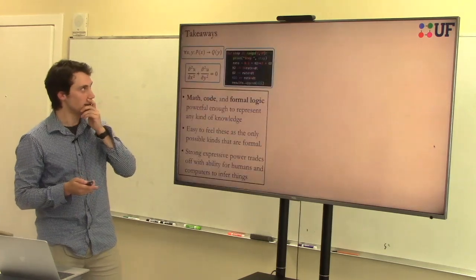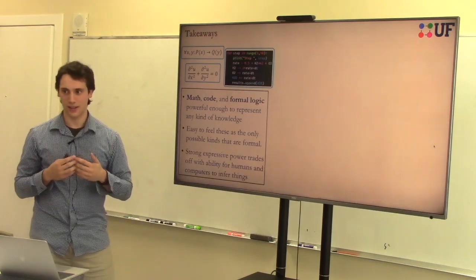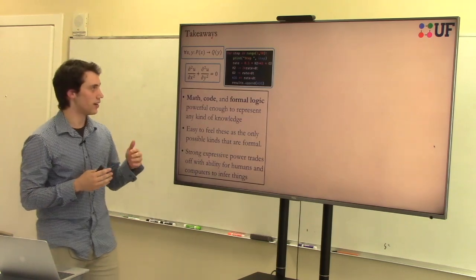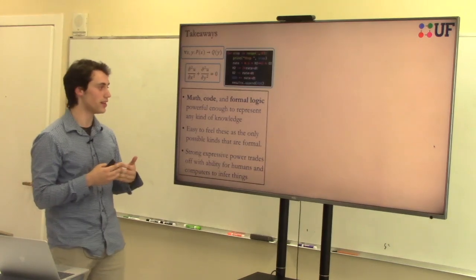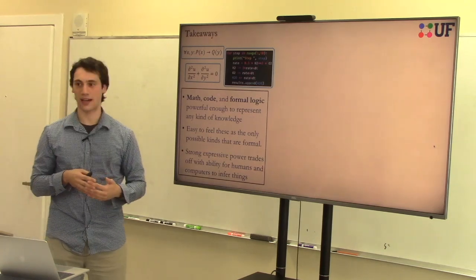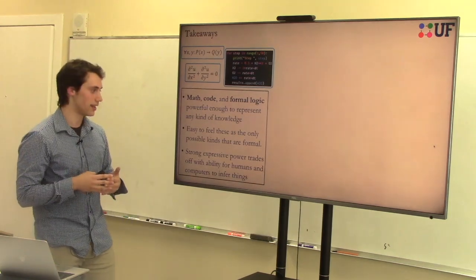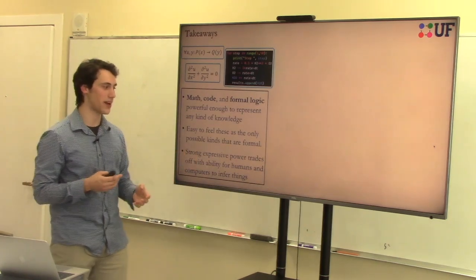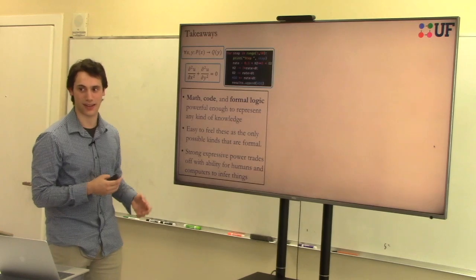So I think I gave a really broad list of examples throughout that talk. And I think there was a unifying theme, though, which was that math, code, and formal logic are really powerful, they're really great, they can represent anything you want. And it's easy, and I once felt that they're the only possible kinds of syntaxes that can represent things formally. And they're very expressive, but the trade-off is that because they're so expressive and powerful, it's really hard for human beings, and especially computers, to make any kind of inferences that we would want to make about them.